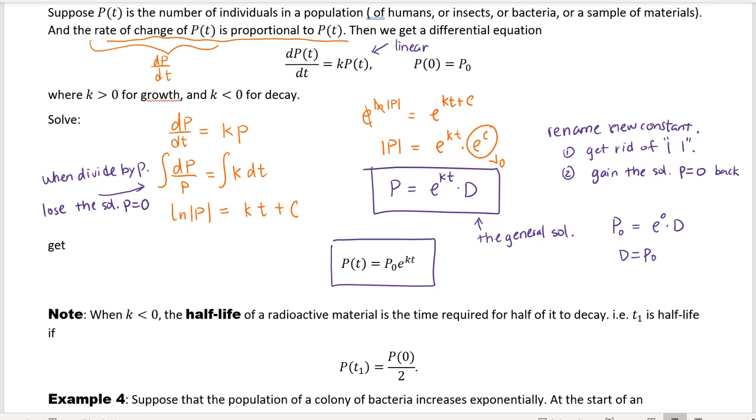Note, if k is less than 0, we have population decay. For population decay, the half-life of a radioactive material is the time required for half of it to decay. That is, if T1 is the half-life, then the population at T1 equals half of our initial population. So this is the definition of half-life.